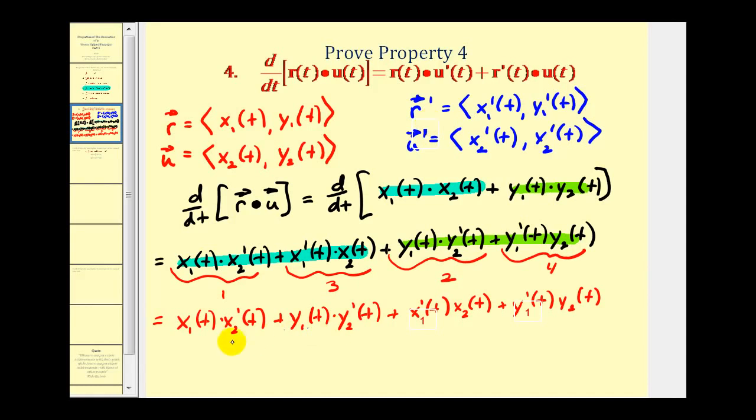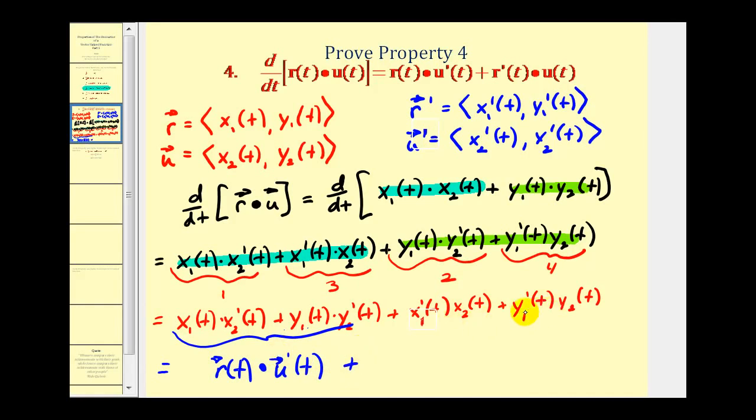If we take a look at the sum of these first two products, x sub 1 of t times x sub 2 prime of t would be the x component of r times the x component of u prime, and then y sub 1 of t times y sub 2 prime of t would be the y component of r times the y component of u prime. So this is equal to r of t dotted with u prime of t.